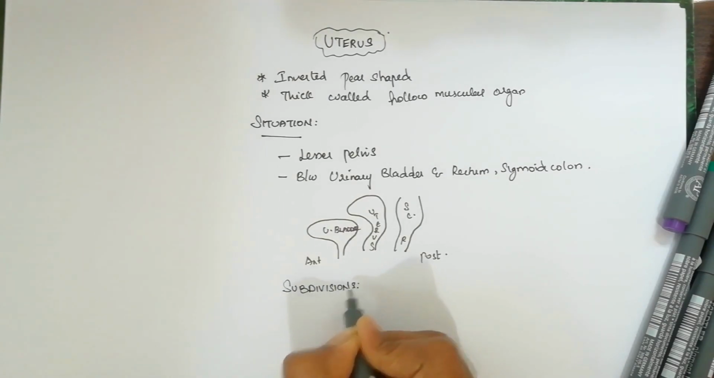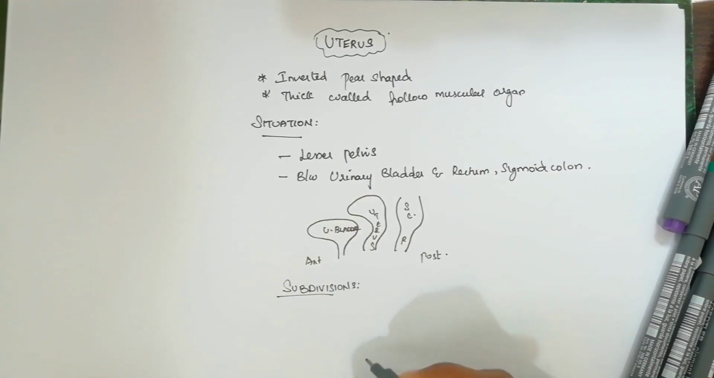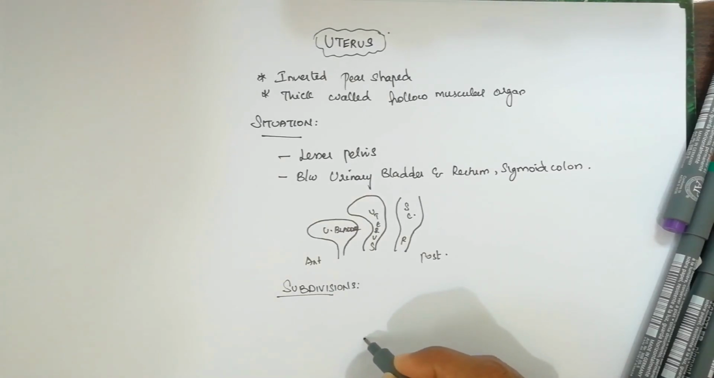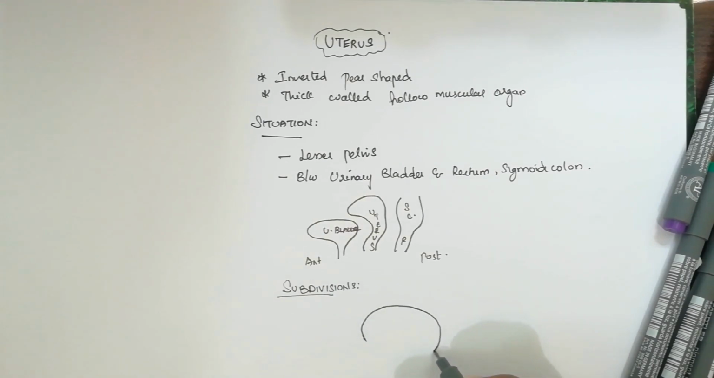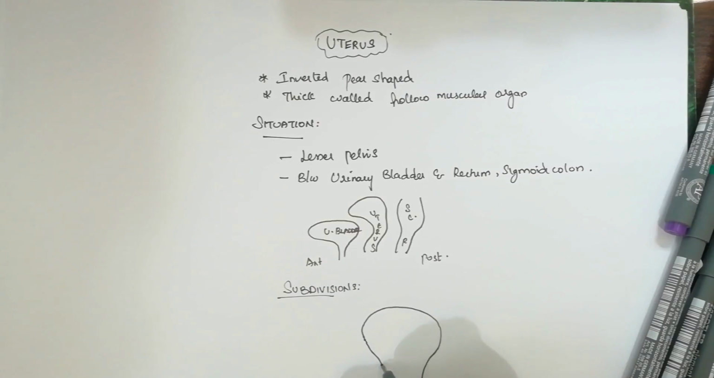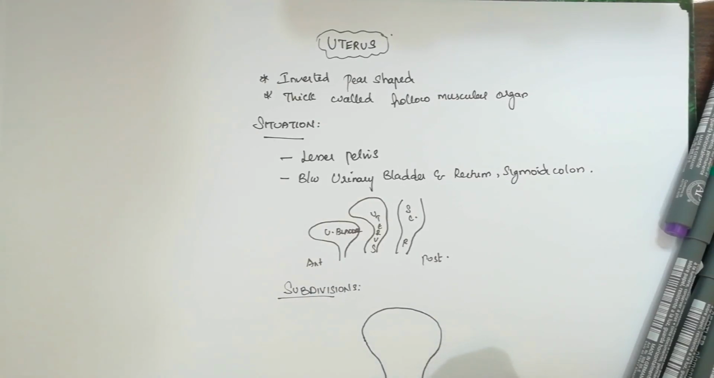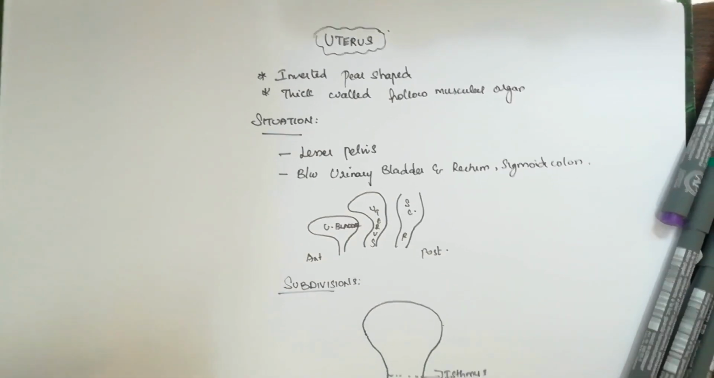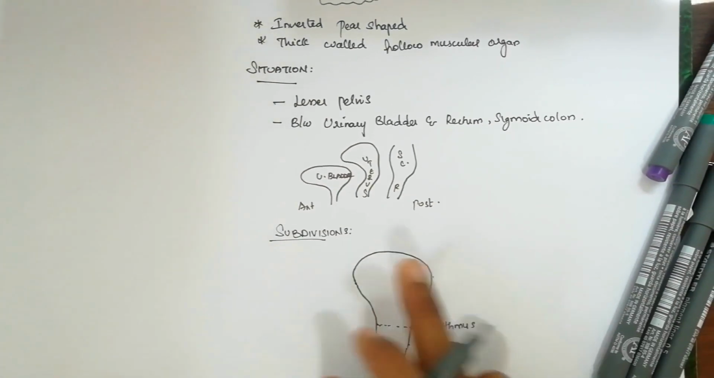Before going to the details of the subdivisions, I will show you a diagrammatic representation of the uterus, how it will be placed. It is inverted pear shaped, as already said. This is the uterus, and in this uterus we have a constricted part at this point, and that constricted part is called the isthmus. Here you can see we have some opening present in the lateral angle of the uterus in the upper part. So this is the whole structure of the uterus.